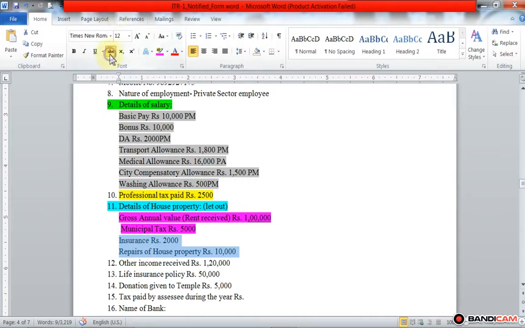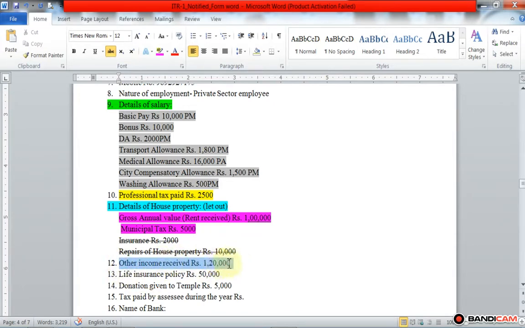So it is given for your confusion. It should not be taken into consideration because the income tax act has given a 30% standard deduction on annual value in respect of maintenance and repairs of house property. Got it? So these two are not taken into consideration.